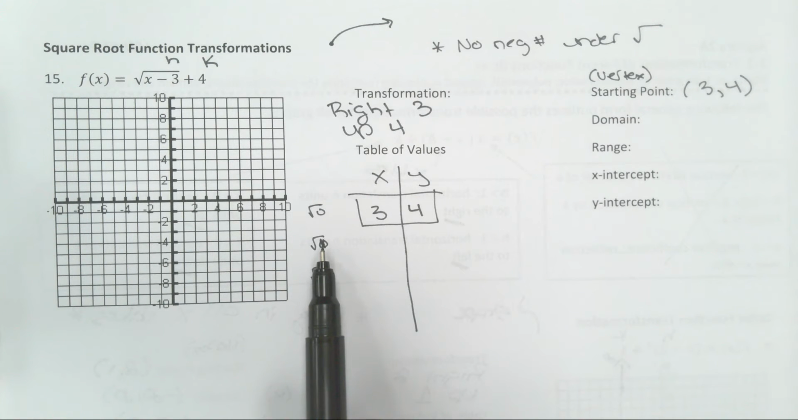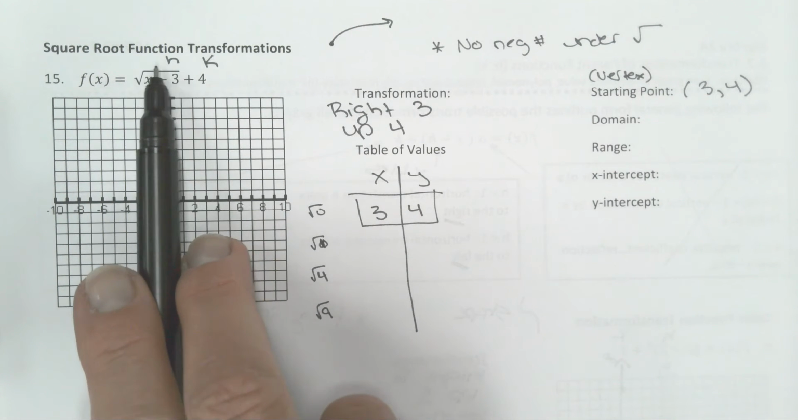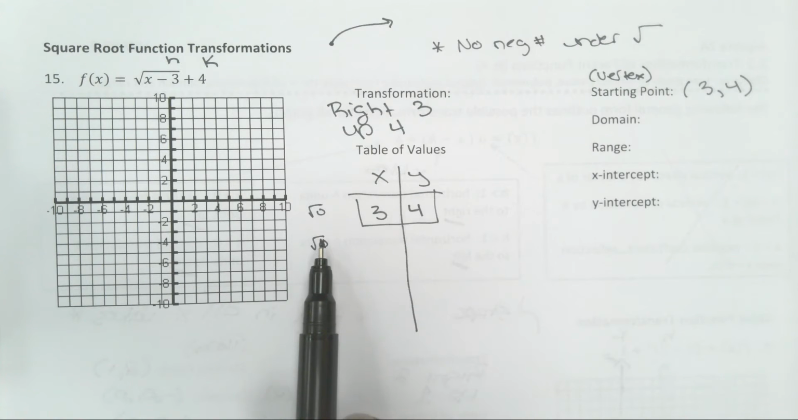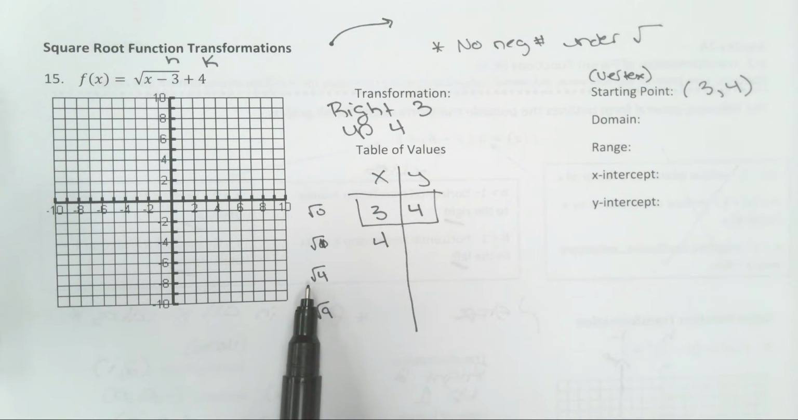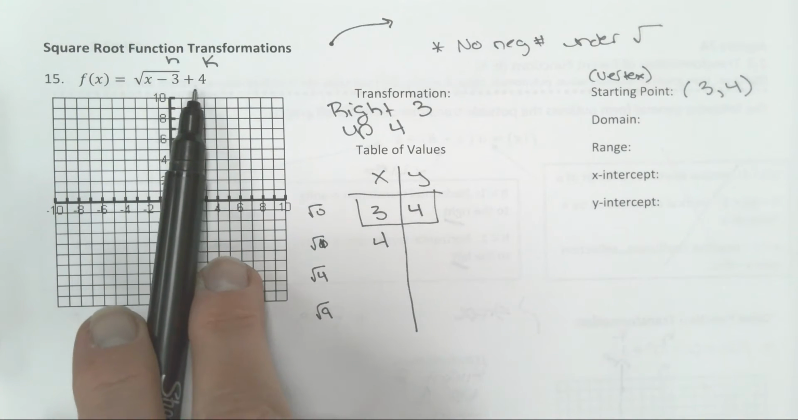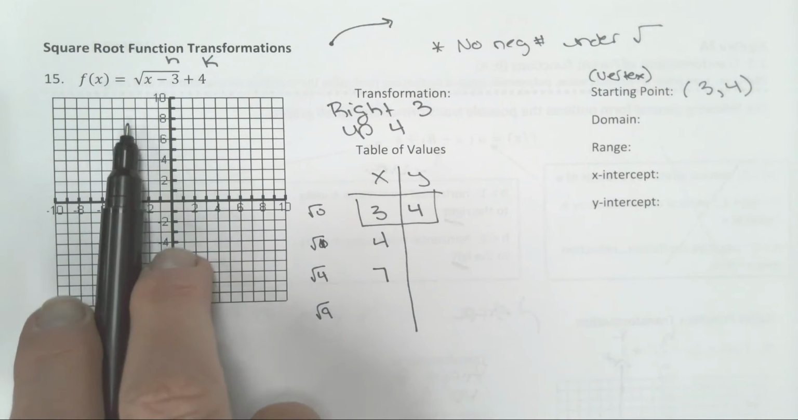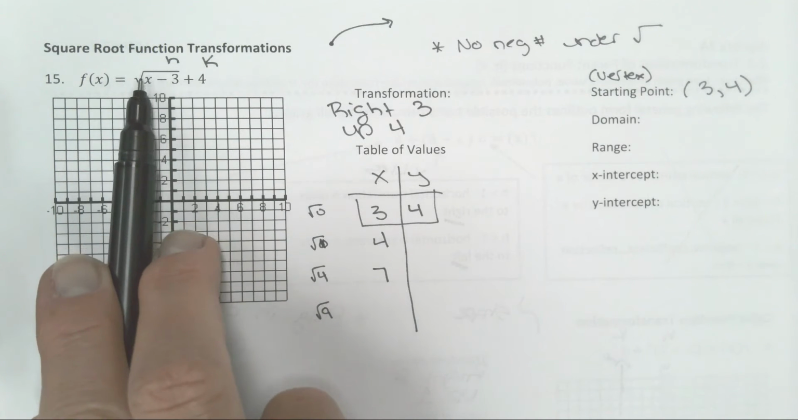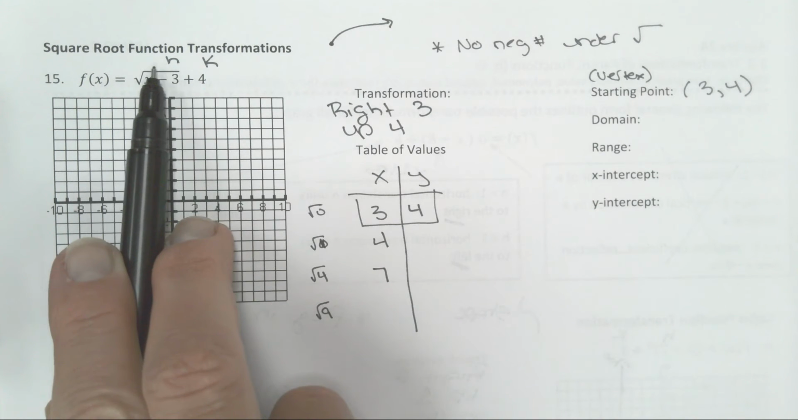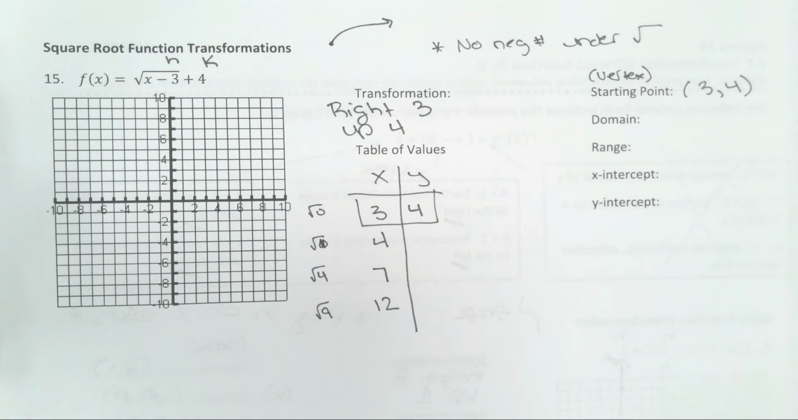Now you need to choose an x value so that this adds up to 1. Blank minus 3 equals 1. Well, that would be 4. Now I'm going to choose an x value so that it adds up to 4. Blank minus 3 equals 4. Okay, so that's 7. 7 minus 3 is 4. Now you want to choose an x value so that this adds up to 9. Blank minus 3 equals 9. And that would be 12.